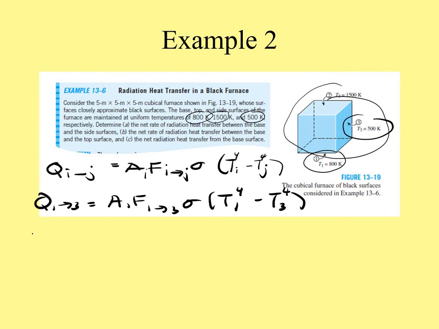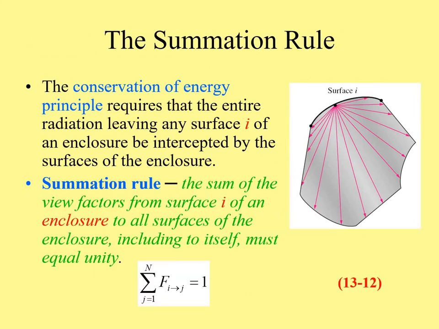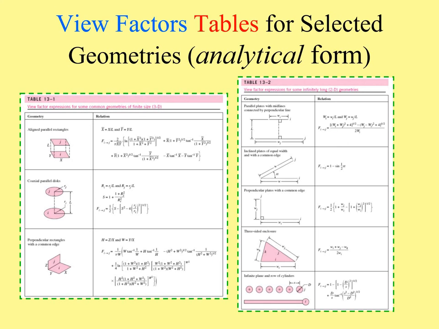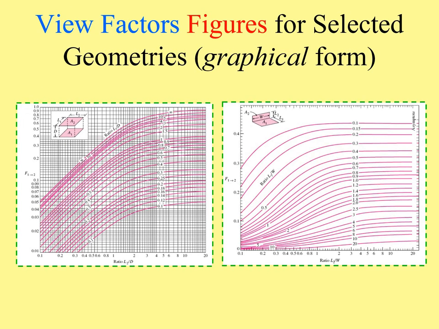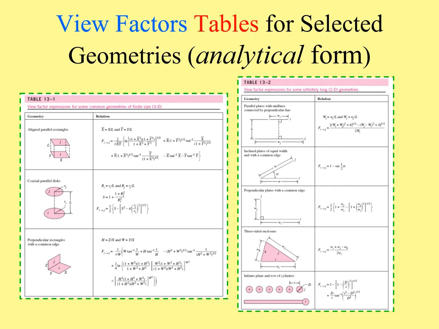So how can we calculate the view factor F1 to 3? Basically we can refer back to this figure, this table and also this chart, to see whether we have that kind of view factor or not. From here we can see it is not applicable for this one.